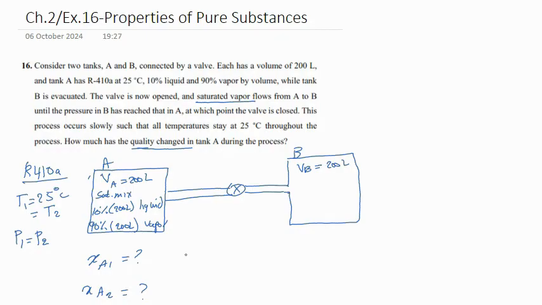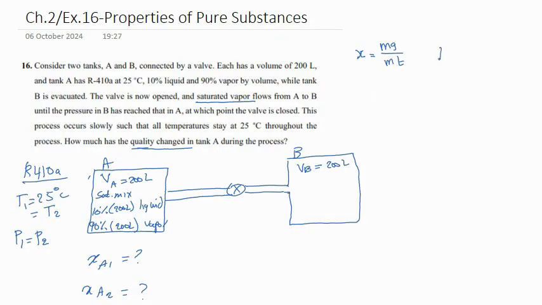Remember, we have 10% of the 200 liter as liquid, so we have the volume of the original liquid in tank A, and we have the volume of the vapor in tank A as well. So if we can find the specific volume for each of those from the table at this 25 degrees Celsius, then we will be able to find the masses of each. And as you remember, quality is defined as mass of vapor over the total mass.